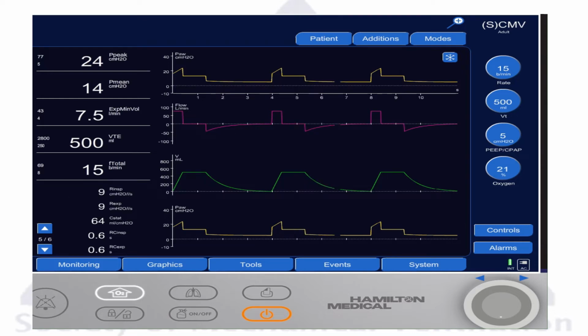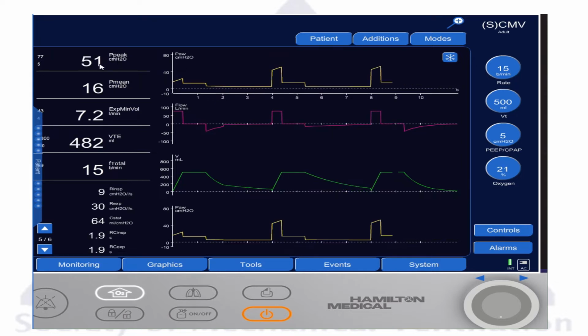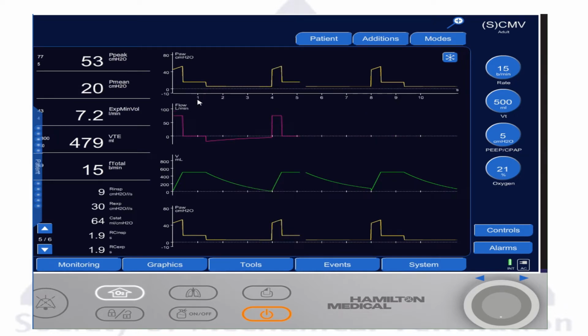Now let's show it with a patient with a higher resistance. We'll increase the resistance to see the difference. Here the peak is 24 right now. I'm going to increase the resistance to about 30, and of course you will notice that the peak inspiratory pressure will be very high. It went up to 52. The plateau is almost the same, and you can see the effect on the flow.